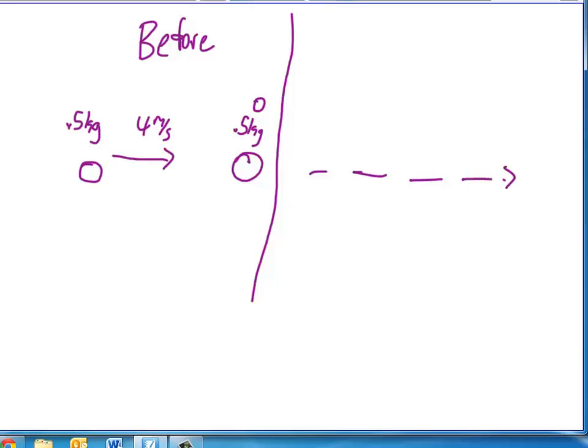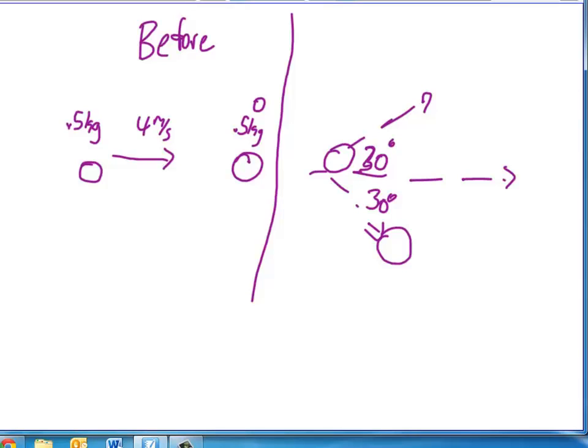Let's say this stationary ball is moving up this way at 30 degrees above horizontal, and the other ball is moving this way at 30 degrees below horizontal. Can I figure out what the final speeds of those two has to be?